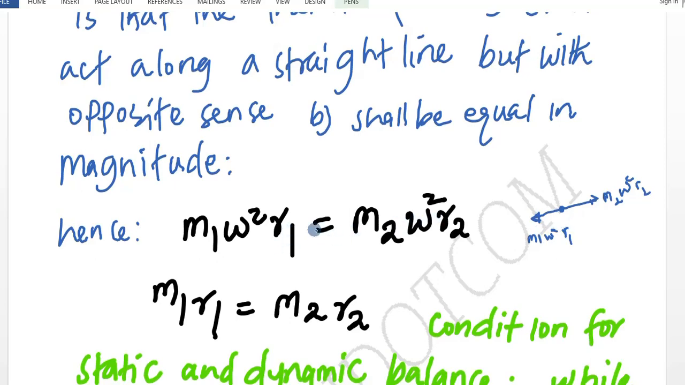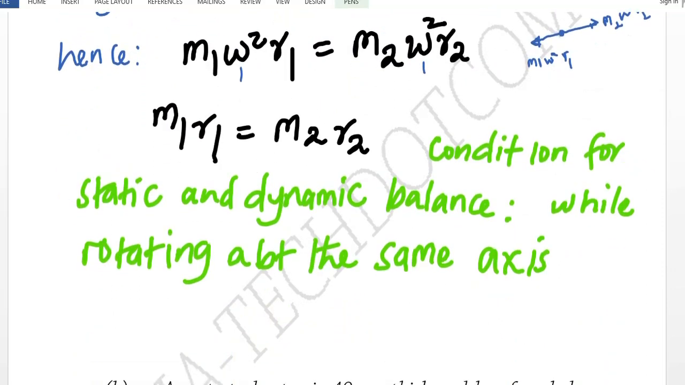Therefore, since the two forces are equal, m1 omega squared r1 is equal to m2 omega squared r2, and therefore dividing both sides by omega squared, omega squared shall be cancelled out and we will remain with m1 r1 equal to m2 r2, and this is the condition for static and dynamic balance while rotating about the same axis.